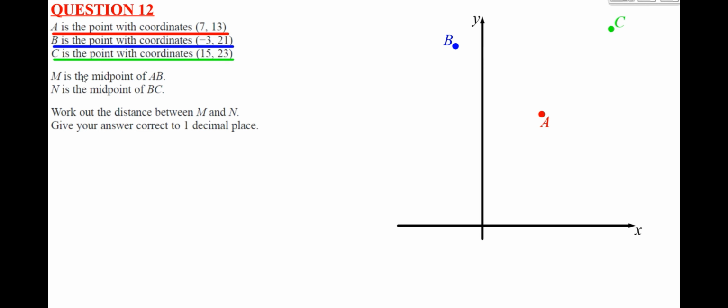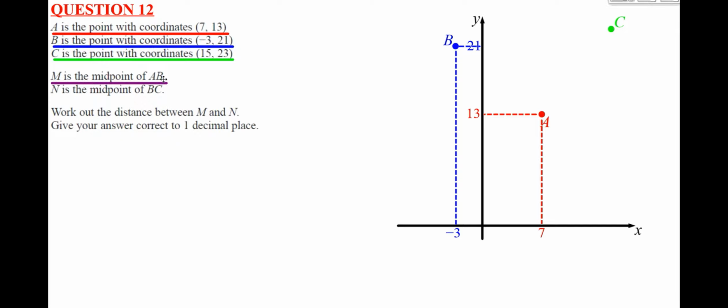It now says that M is the midpoint of AB. That means that if you imagine a line from A to B, or B to A, M is going to be halfway along that line. So because we're talking about AB, we're interested in point A and point B. If I just return to point A for a minute, point A is 7 along and 13 up. I'm going to think about M in a moment in a purple colour. But just considering point A, it is 7 along, 13 up, like so. B is 3 to the left and 21 up.